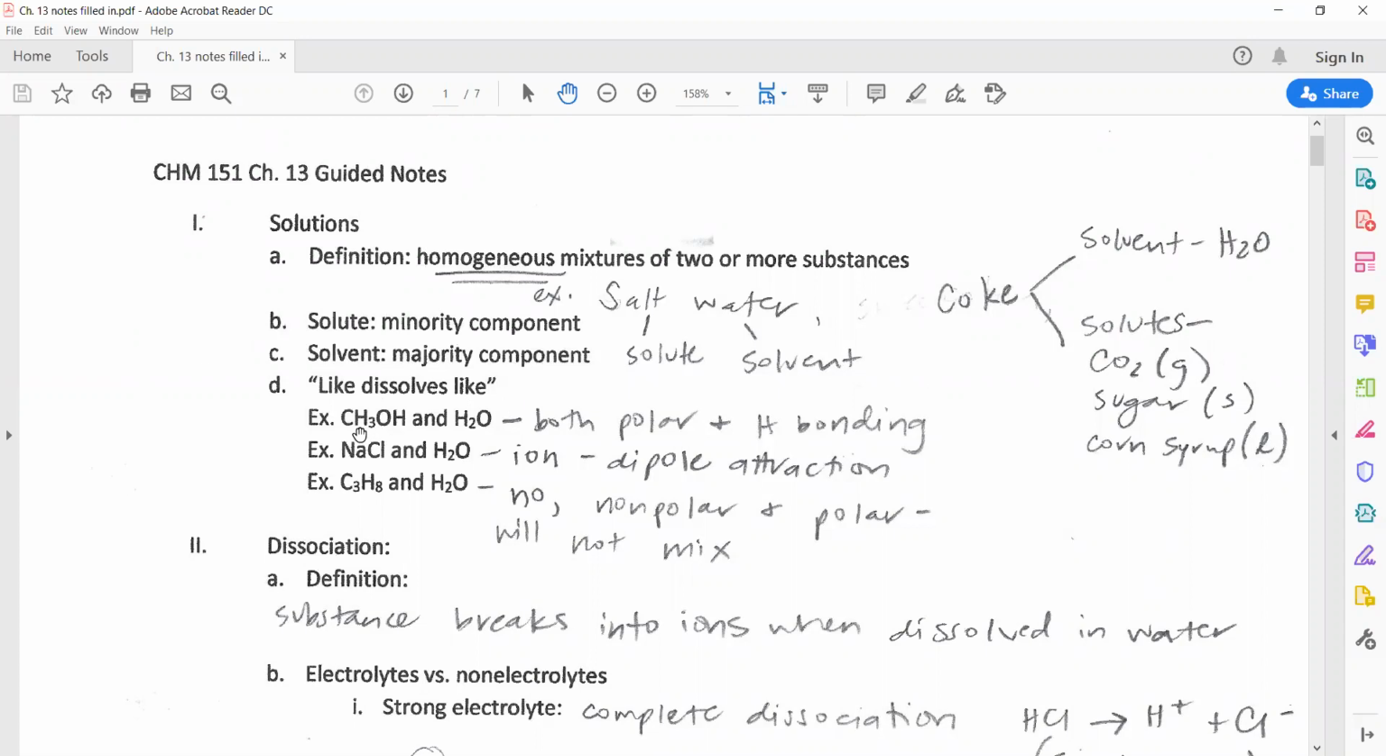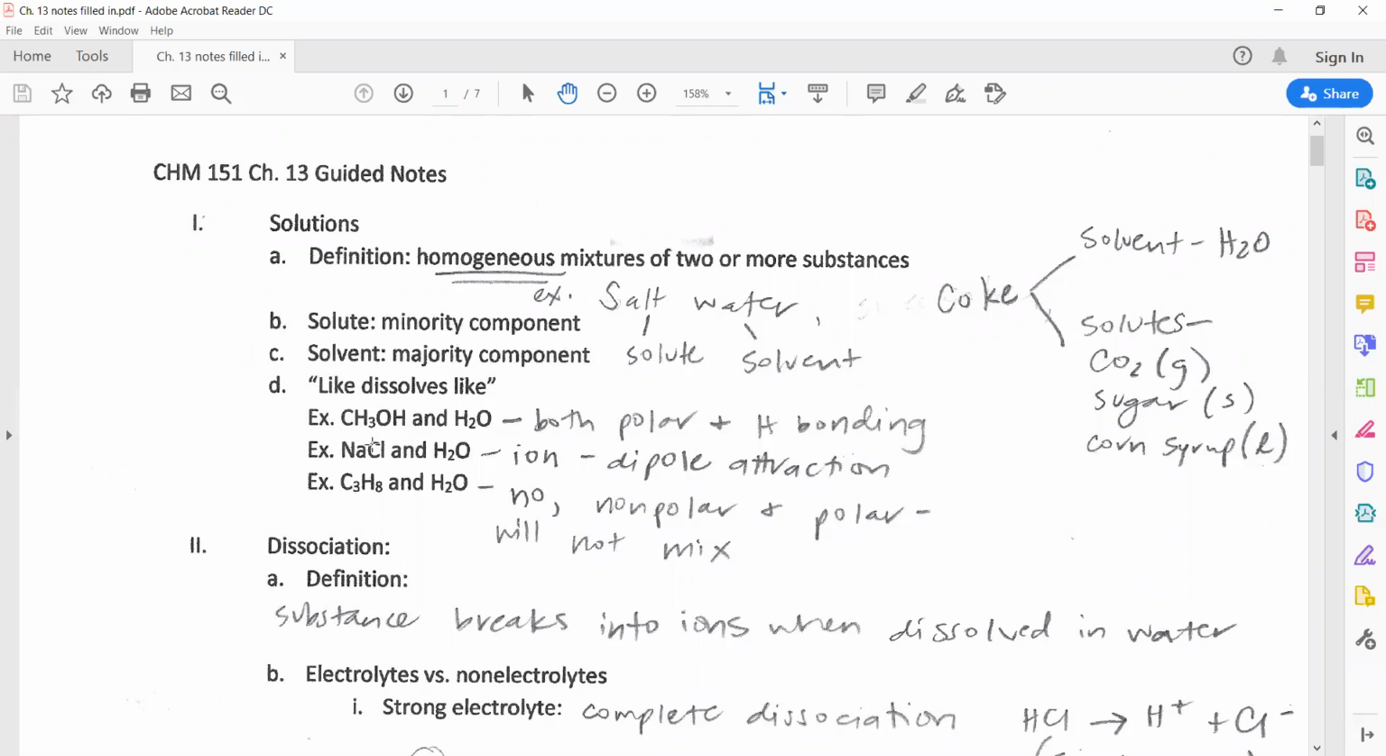So here you've got CH3OH. We notice that it's polar because it doesn't have the same surrounding atoms around carbon. So it has dipole-dipole. It also has hydrogen bonding. And we know water also has dipole-dipole and hydrogen bonding. So these two are similar and will dissolve very well in one another.